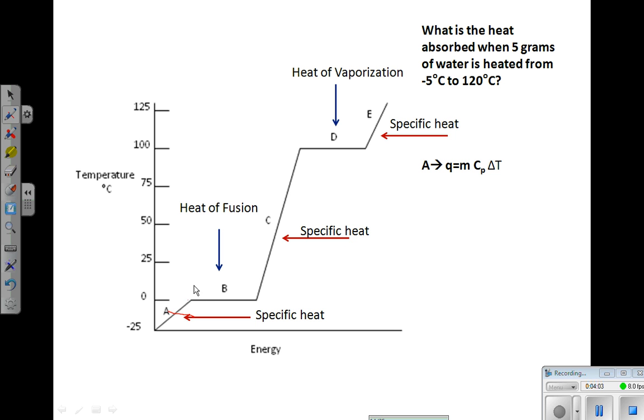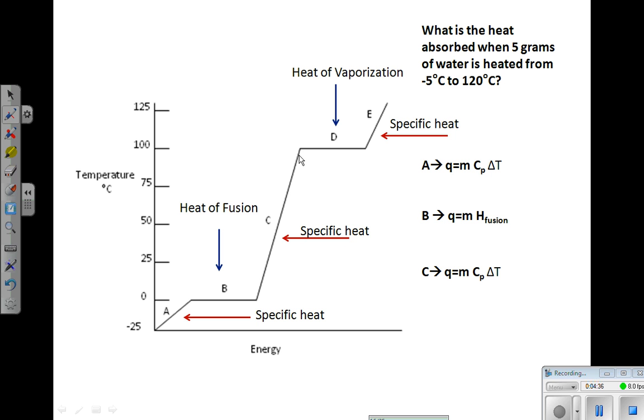Then we need to know how much heat is necessary to melt that amount of ice. For that, Q, the heat, is going to equal the mass of the ice times the heat of fusion. Once we have melted it into a liquid, we need to raise the temperature 100 degrees. To find out how much heat is necessary to do that, we're going to multiply the mass times the specific heat of water times that change in temperature.